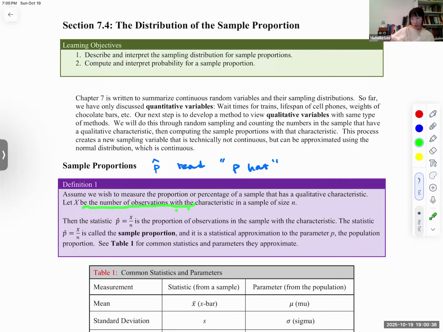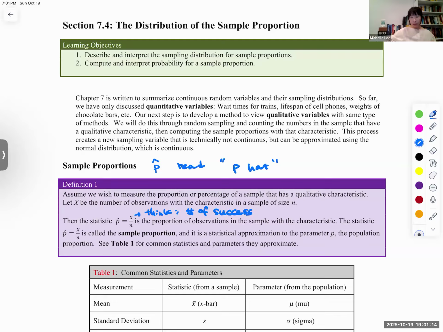Let's call it the number of successes. How about that? So x is the number of successes, and n is the sample size. So p hat is the proportion of observations in the sample with the characteristic. That is a statistical approximation to the parameter p, right?